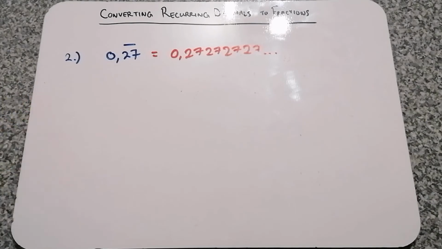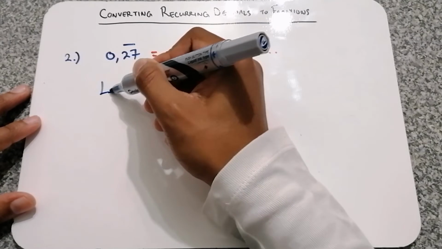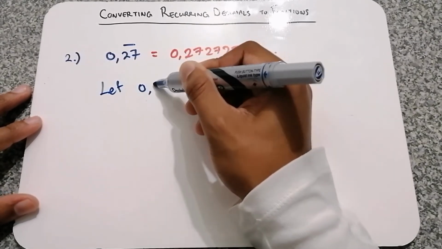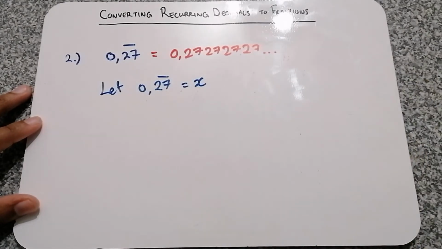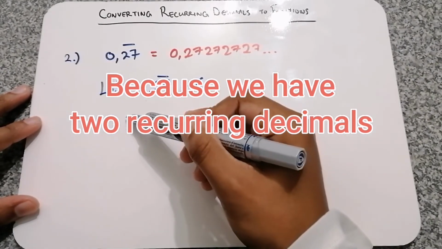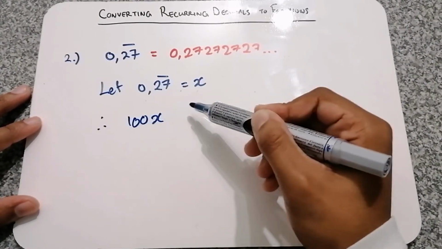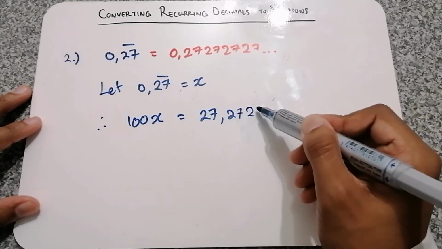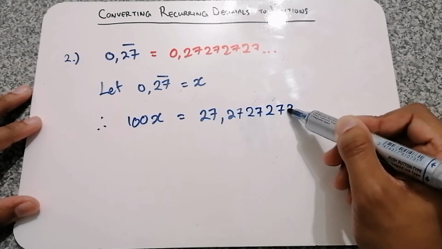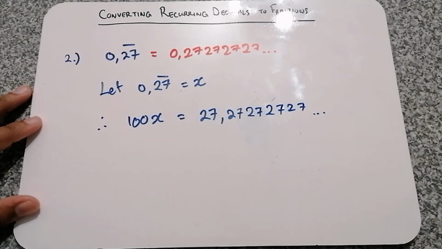Now, we'll start off this in the same way like we did the previous one. So we are letting the decimal 0.27 bar equal to x. Okay. Now, instead of multiplying this by 10, I'm going to multiply this by 100. So I'm going to say, therefore, 100x is equal to 27.272727 all the way to infinity.